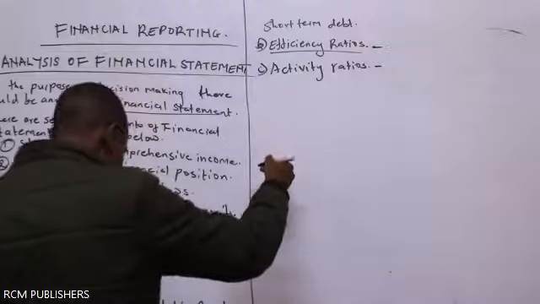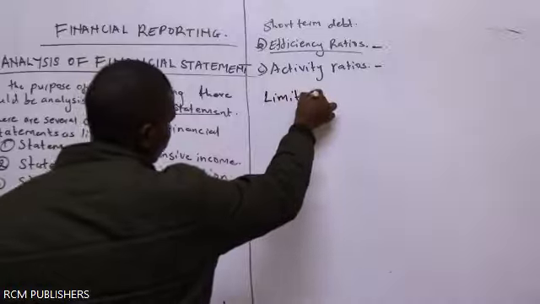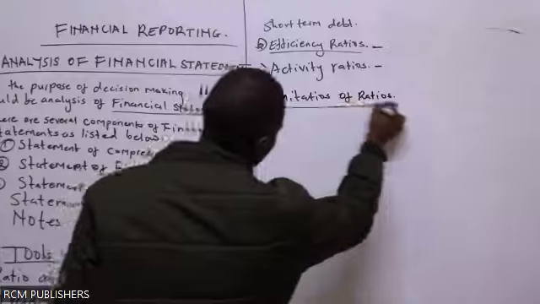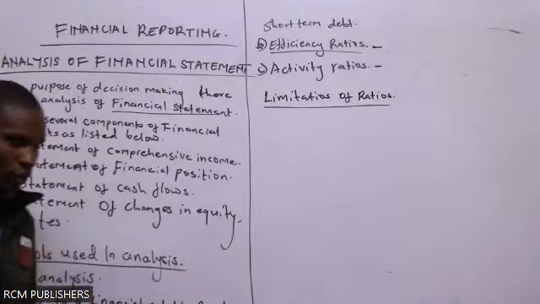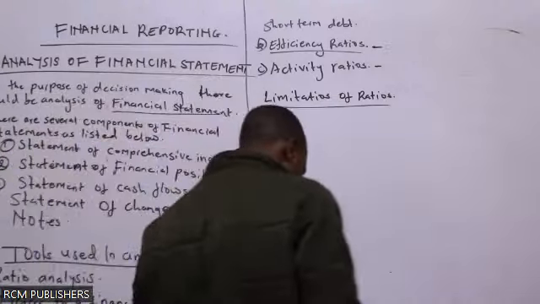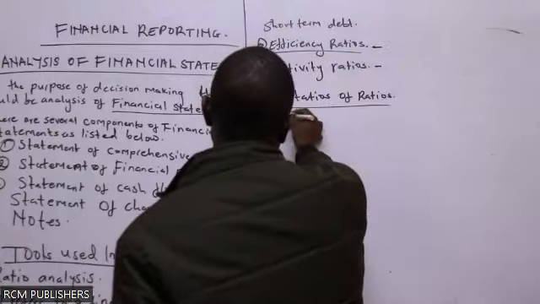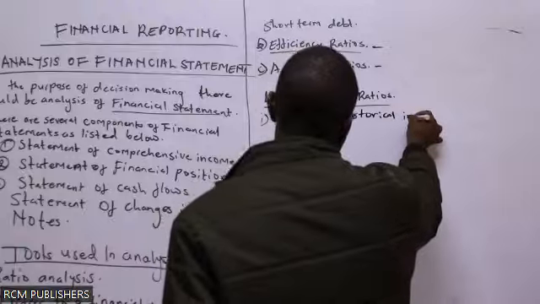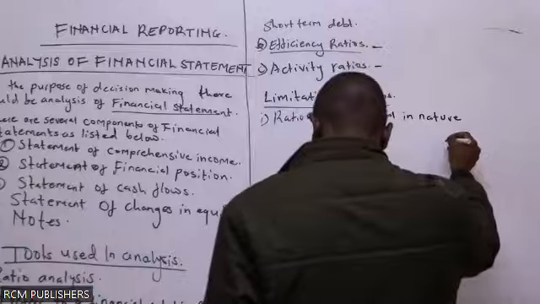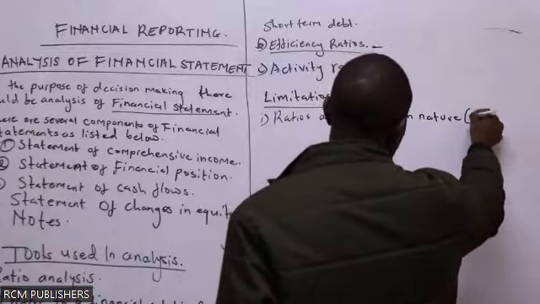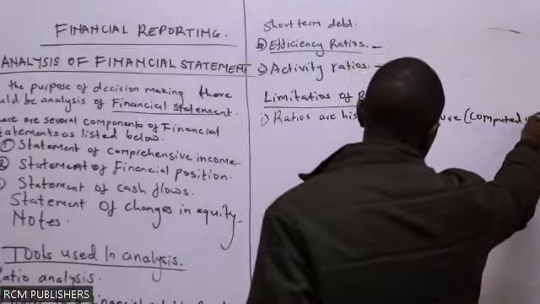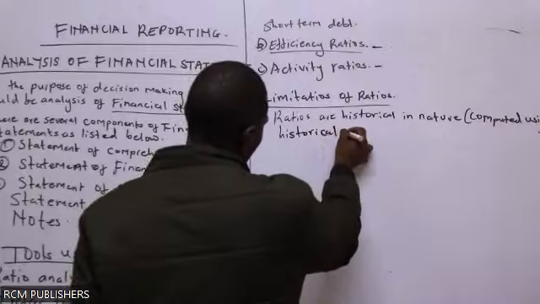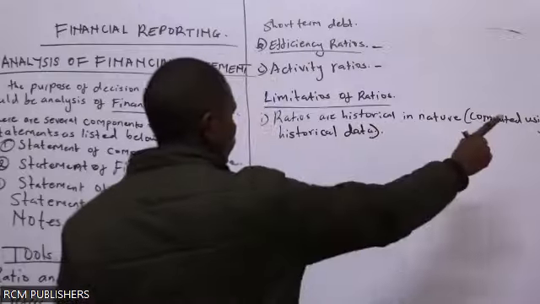What are some of the limitations of ratios? Because these ratios have limitations. So when you ask about the limitations, we can say that ratios are historical in nature. They are computed using historical data. I'll show you how we compute the ratios.